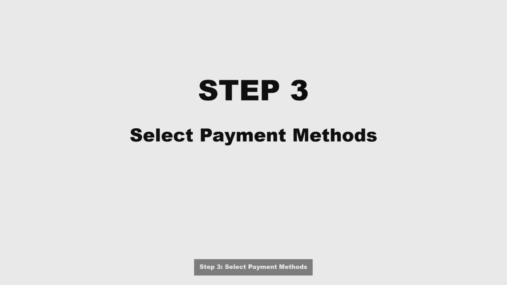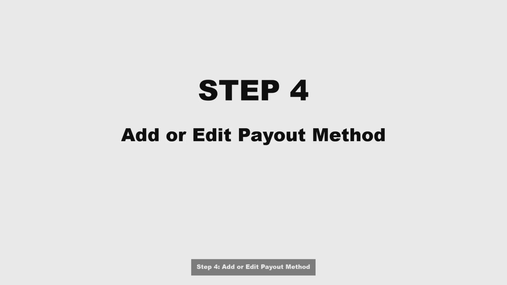Step 3. Select Payment Methods. In the Settings menu, look for the Payment Methods option. Click on this to view your current payout methods and any available options for adding or changing them. Step 4. Add or edit payout method. Don't continue before doing this.